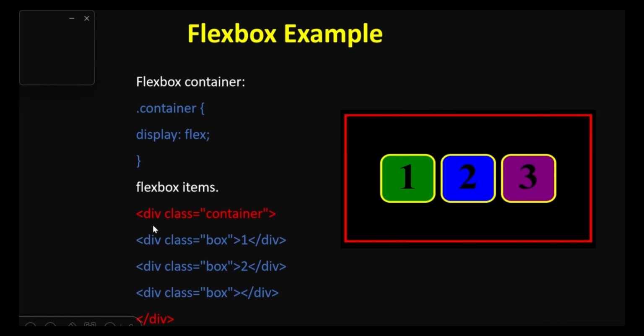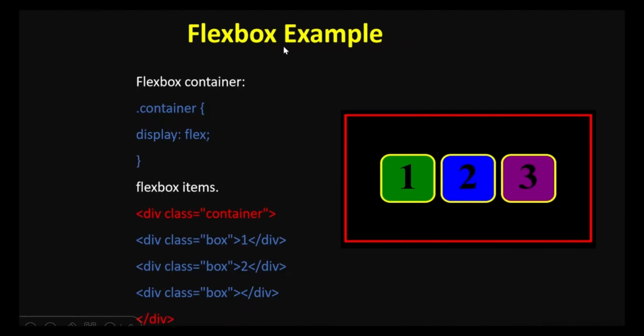Let's see the HTML code. We have a div class. This is a div element that has 3 other div elements: 1, 2, 3. To this red color div, we have assigned the class container. So this is the container class, and this is the container that is called the Flexbox container.